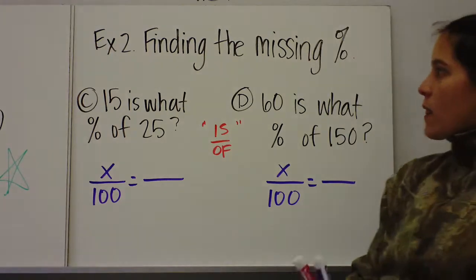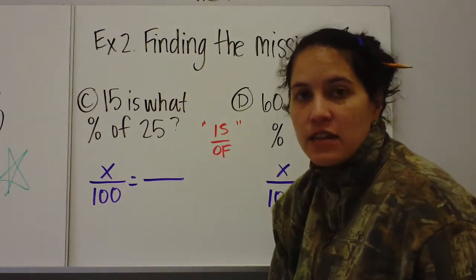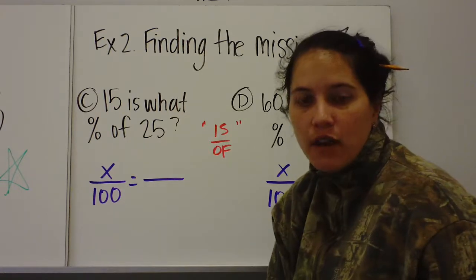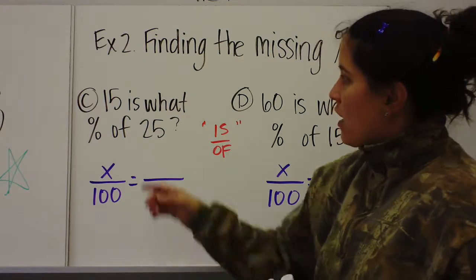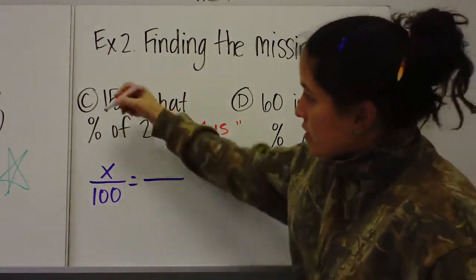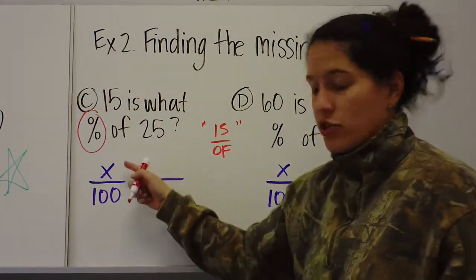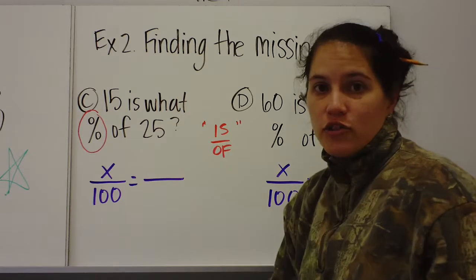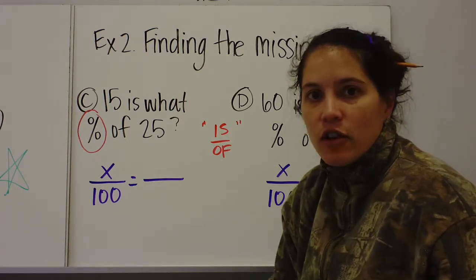Alright, example 2. Finding the missing percent. So I showed you how to find the missing number. Now we're going to find the missing percent. 15 is what percent of 25? So you notice I don't have a percent. So I start my proportion off x over 100 because I'm looking for my percent. If you don't have your percent, then you start it with x over 100.